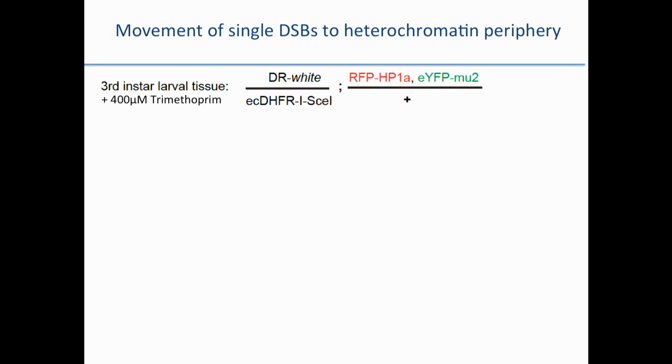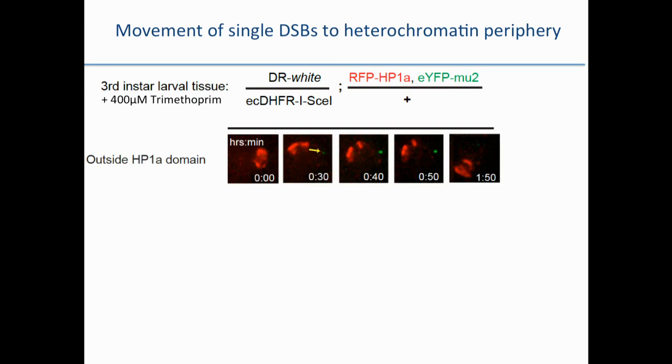And then we have 2 fluorescent markers, one HP1a, heterochromatin protein 1a, tagged to RFP, so to visualize the heterochromatin domain. And then to visualize DNA damage, we tagged mu2, which is an MDC1 homolog. We tagged it with YFP. And then we just categorize the different foci. What does their movement look like?